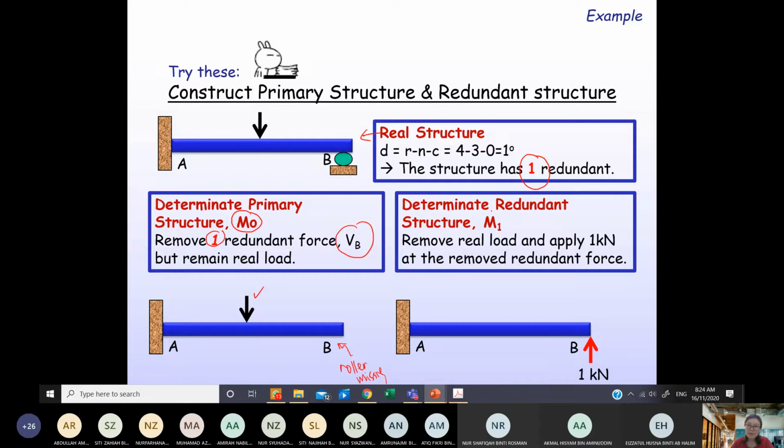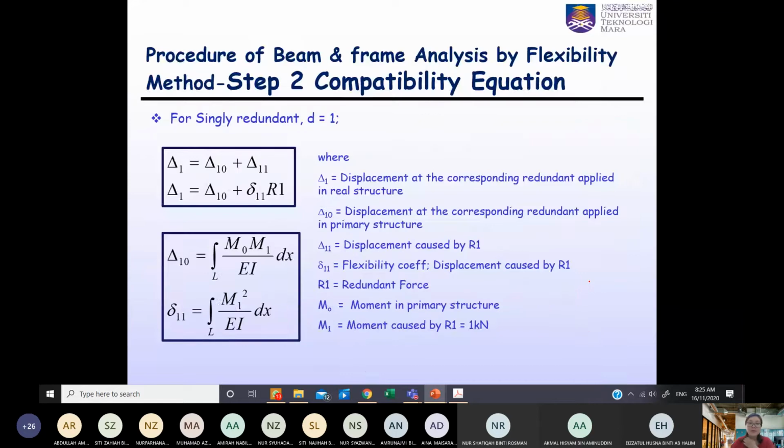For M1, you need to apply back this 1 kilonewton at the By. Because By is the redundant, you apply back By, and then the real load is missing. The real load you take out. So this is how you draw your primary and redundant structure. Then step 2 is about the compatibility equations.